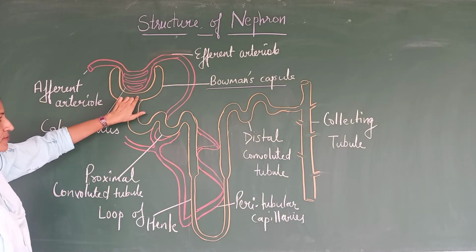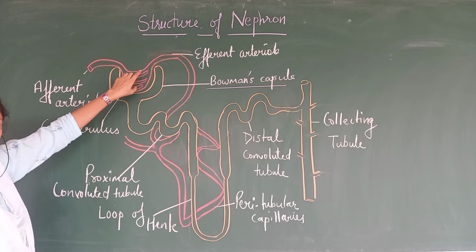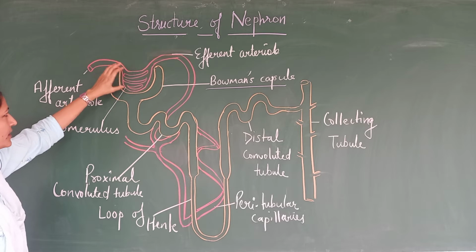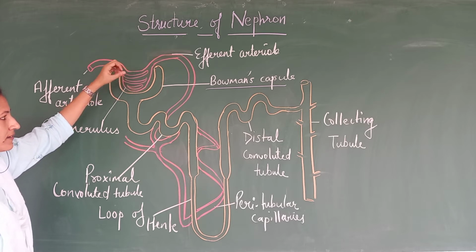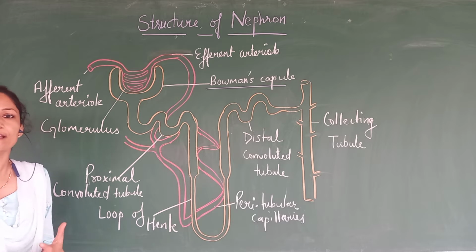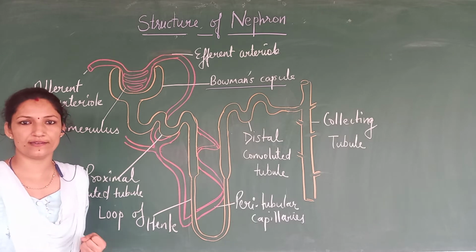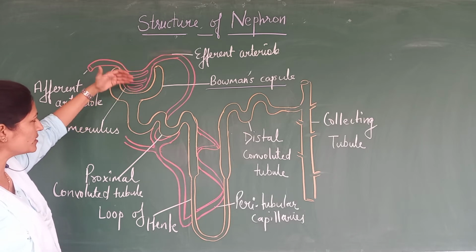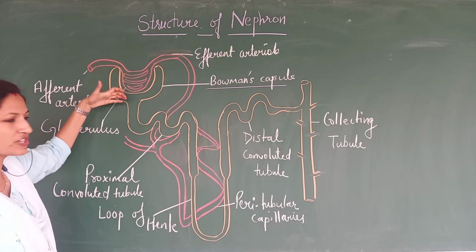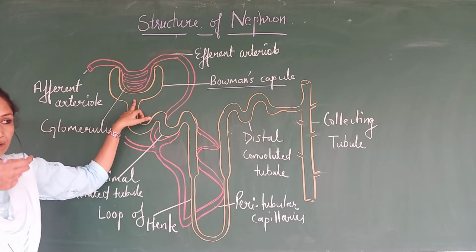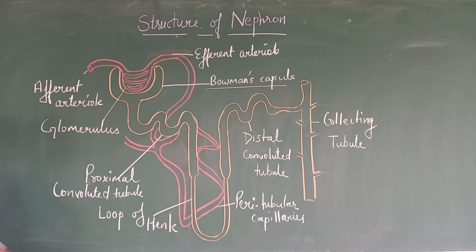And this Bowman's capsule has this cluster of tough capillaries. These capillaries are arranged in that way. They are creating a pressure over here. The blood which is flowing from these capillaries will be squeezed out or filtered out with pressure into this area of the Bowman's capsule. So that is the ultrafiltration in the urine formation.